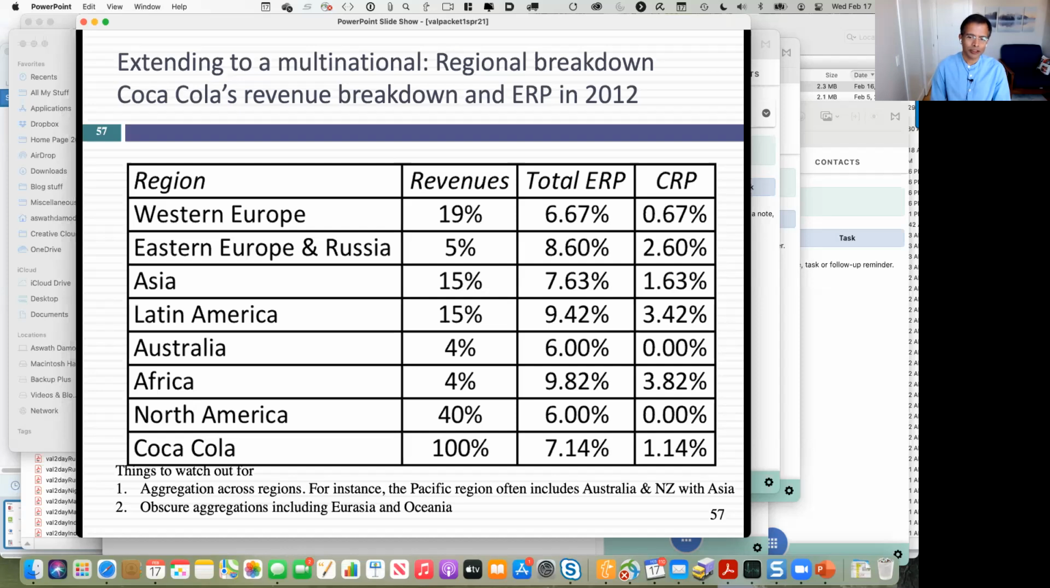The one thing you notice that's different here is that the parts of the world are broken down by region. They don't actually tell you where in Europe. They just say Western Europe, Eastern Europe. And it's not my choice. This is how Coca-Cola broke their revenues down. You got to live in the world you're in.